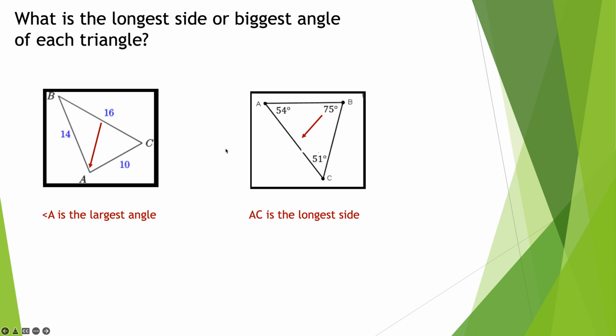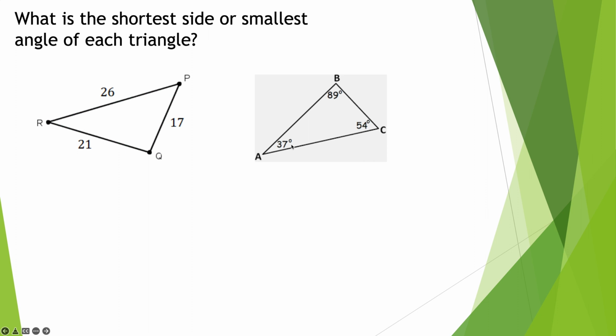Okay, so once again, remember that the longest side is always opposite the biggest angle, and the biggest angle is always opposite the longest side. Same is true for the smallest angle. The smallest angle is opposite the smallest side, and the smallest side is opposite the smallest angle, which we're going to do right now. Go ahead.